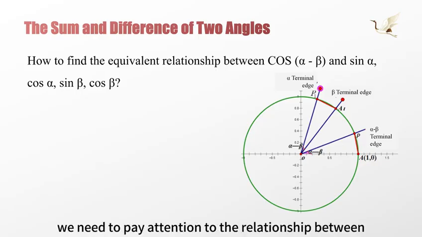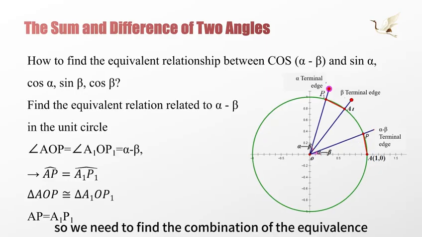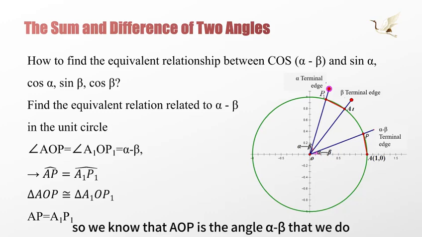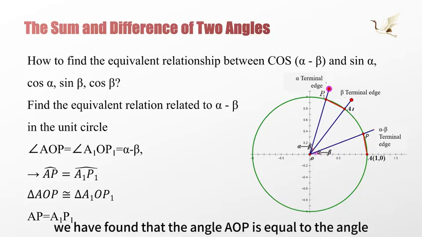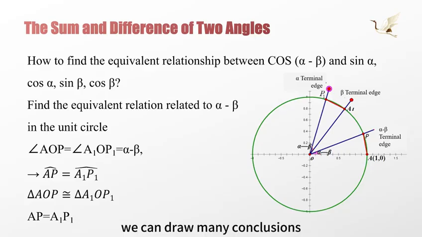We need to pay attention to the relationship between the trigonometric values of angles, so we naturally need to focus on angles. So we need to find the equivalence relationship related to alpha minus beta in the unit circle. We know that angle AOP is alpha minus beta. When alpha is greater than beta, the angle A1OP1 is still alpha minus beta. So we have found that angle AOP is equal to angle A1OP1, which is the difference between alpha and beta. We can draw many conclusions from the fact that these two central angles are equal.